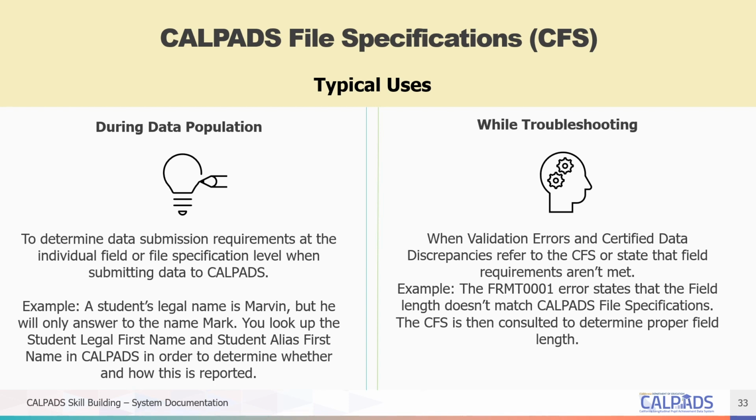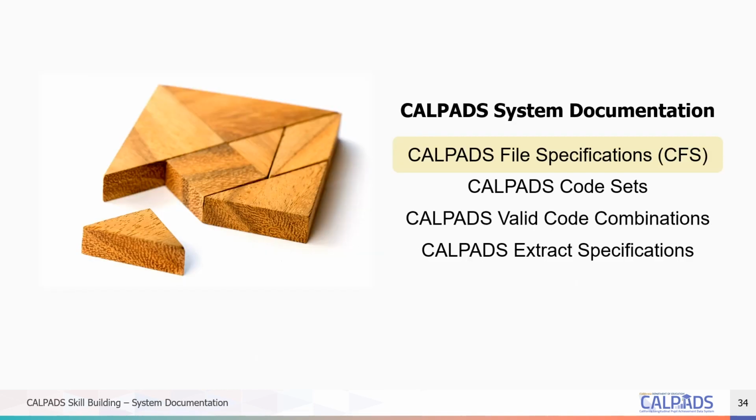While troubleshooting errors in CALPADS, the CFS is used when validation errors or certified data discrepancies state that field requirements aren't met. For example, the FRMT0001 error states that the field length doesn't match CALPADS file specifications. The CFS is then consulted to determine proper field length. We've now covered the location, purpose, intended use, and navigation of the CALPADS file specifications document, or CFS.